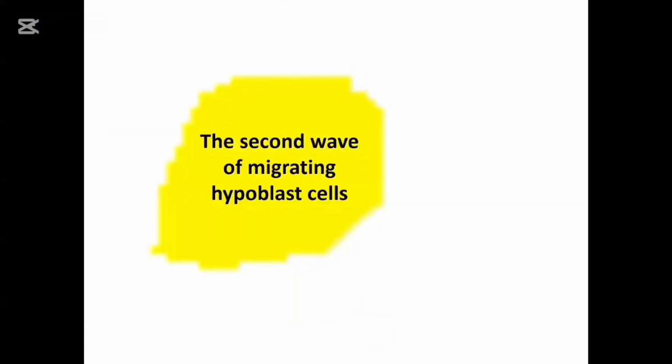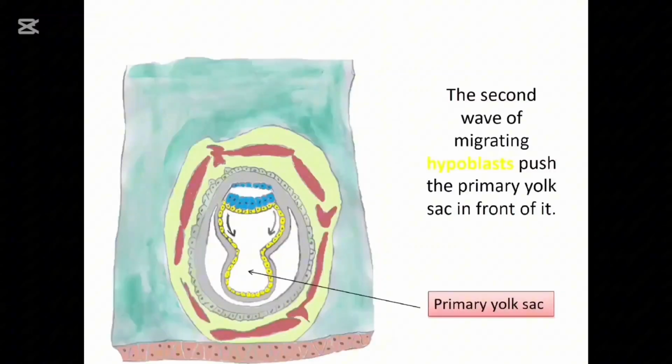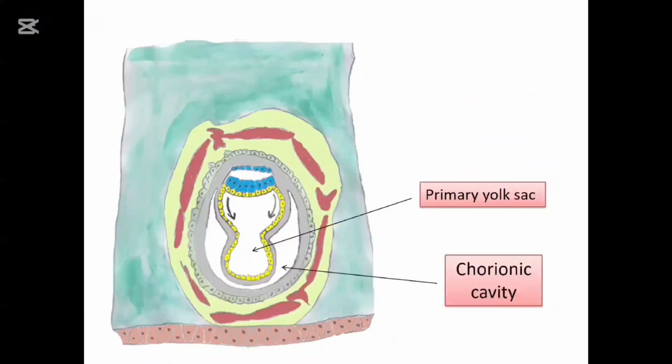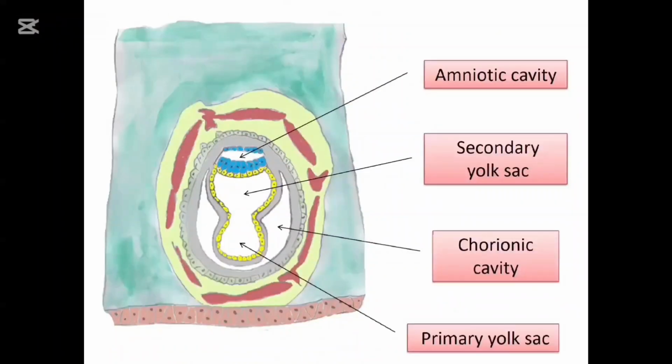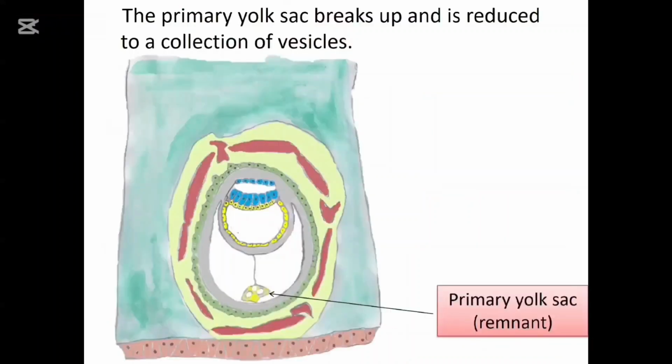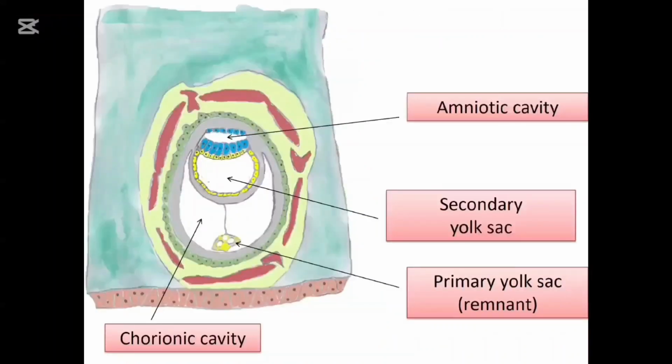The second wave of migrating hypoblast cells will push the primary yolk sac in front of it, pushing it again and replacing it with the secondary yolk sac. So here is the amniotic cavity, secondary yolk sac, chorionic cavity, and primary yolk sac. And the primary yolk sac will disappear. So we have again three cavities. As the primary yolk sac goes away, we have the amniotic cavity, secondary yolk sac, and chorionic cavity.